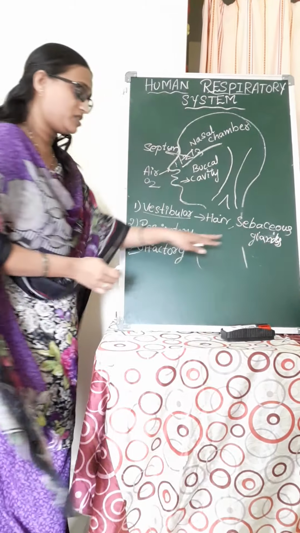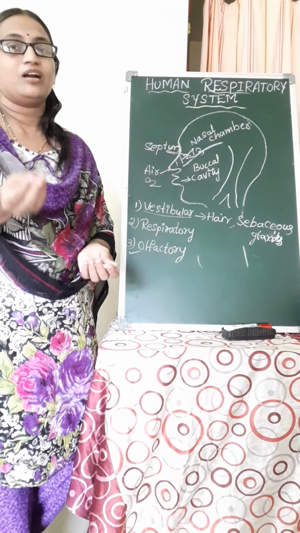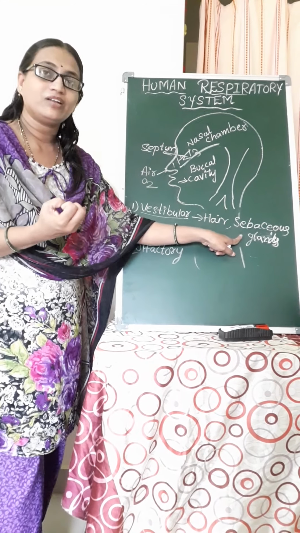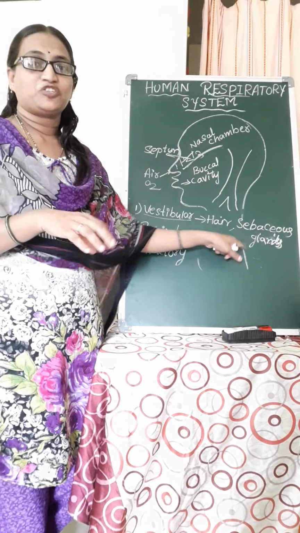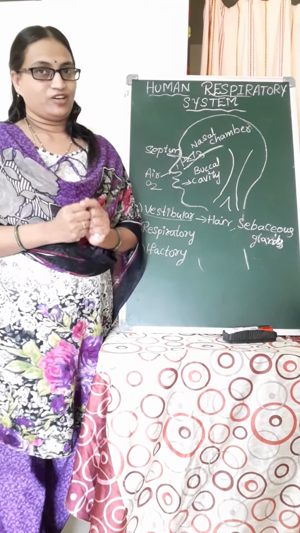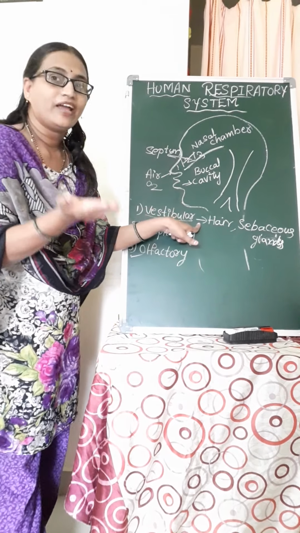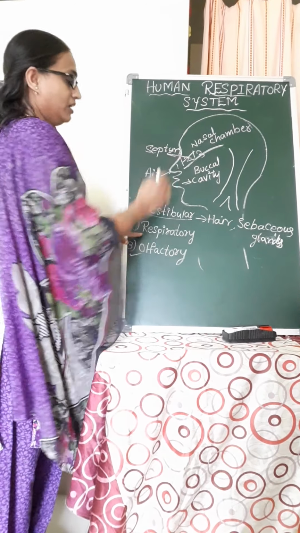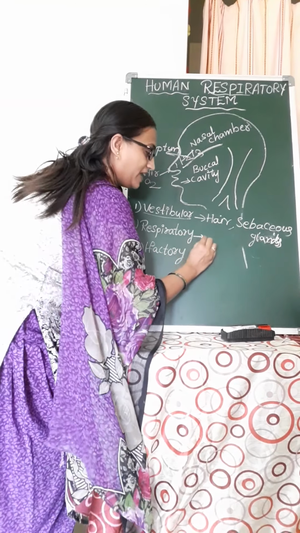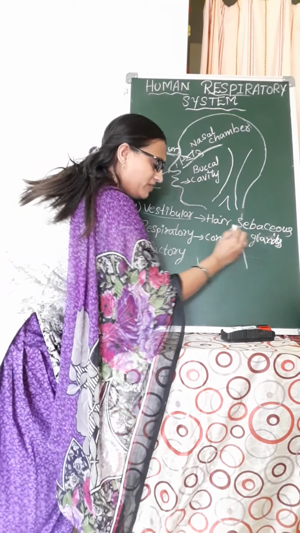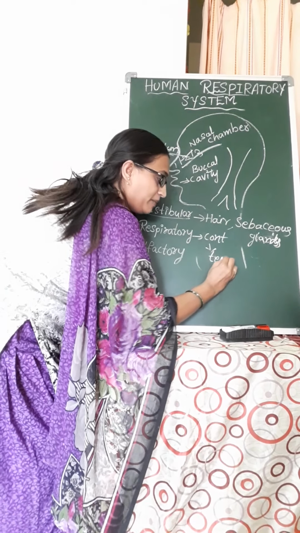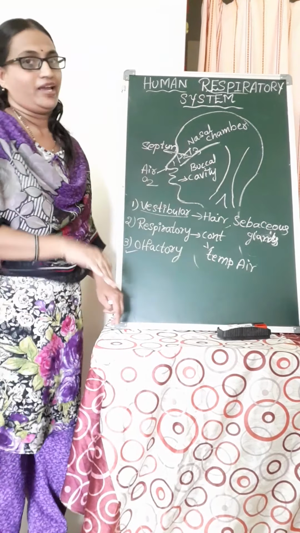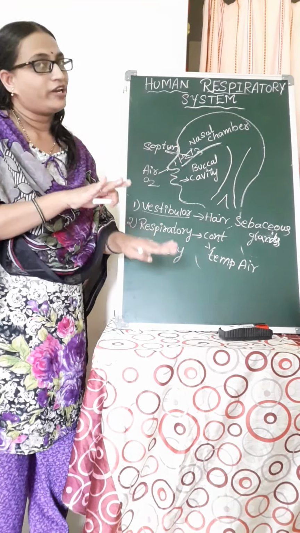These sebaceous glands secrete a sticky substance called mucus. What will these hair and sebaceous secretions do in respiration? They will trap the dust particles, so they act like filters. Next, coming to the respiratory part, it acts like a conditioner. It will condition the temperature of the inhaled air, maintaining it at body temperature.